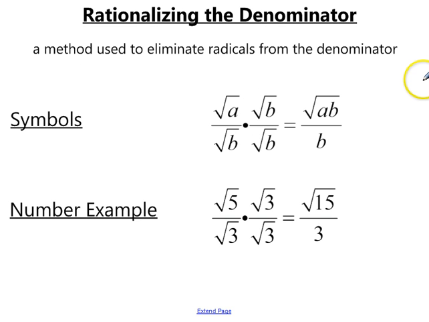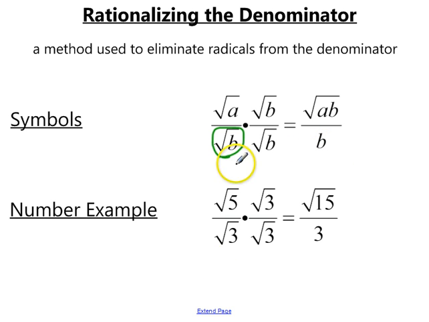Rationalizing the denominator. It's a method used to eliminate radicals from the denominator. So if we were to start off with this original fraction, the square root of a over the square root of b, what we're going to do is take this denominator and multiply the top and the bottom by that radical. Then what happens is on the top, we use that product rule, the square root of a times the square root of b equals the square root of a times b. Then on the bottom, the square root of b times the square root of b will actually just take that b out of the radical and we're left without a radical in the denominator.